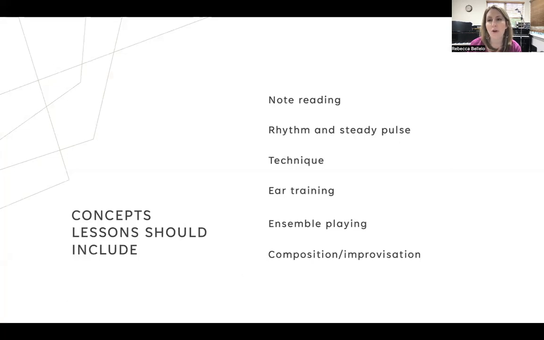So in a typical 30 or maybe 45-minute lesson, these are all concepts that you can include: note reading, rhythm and steady pulse activities, technique, ear training, ensemble playing, and then composition or improvisation. Note reading includes, of course, your landmark notes such as treble G, bass C, middle C, and so forth, that you probably will start with when you introduce music reading on the staff.